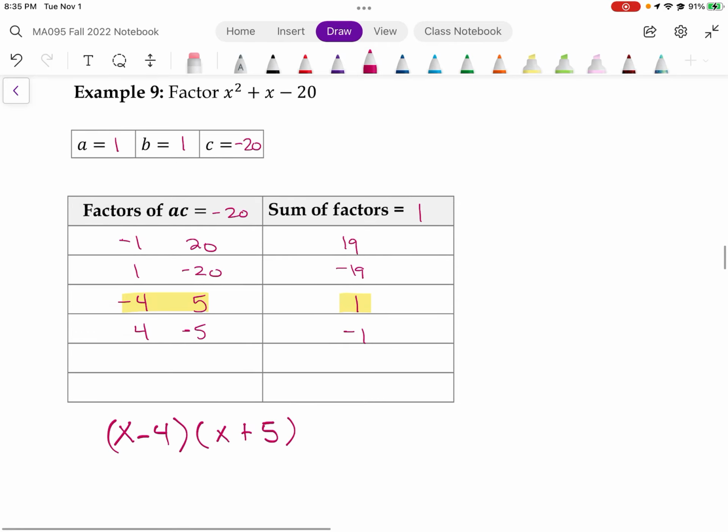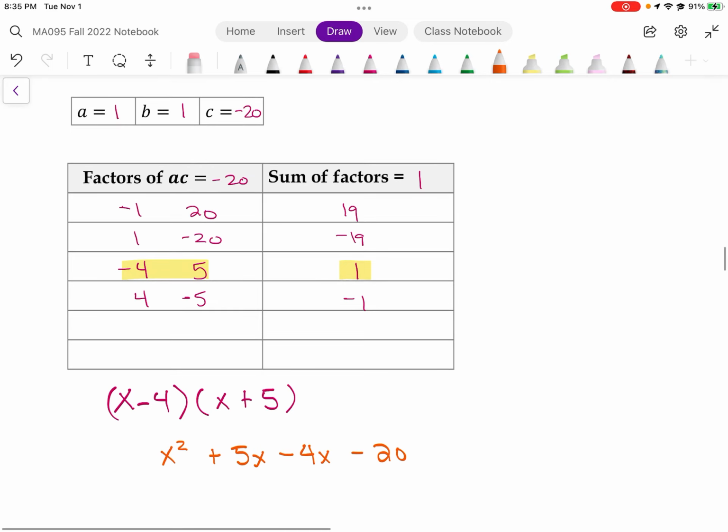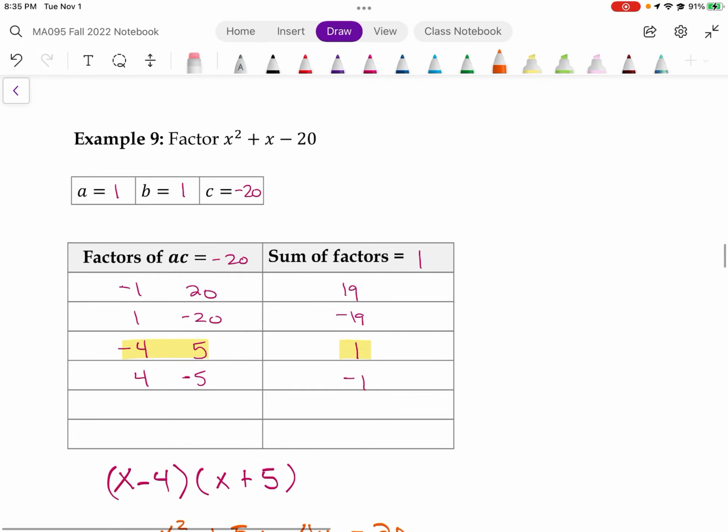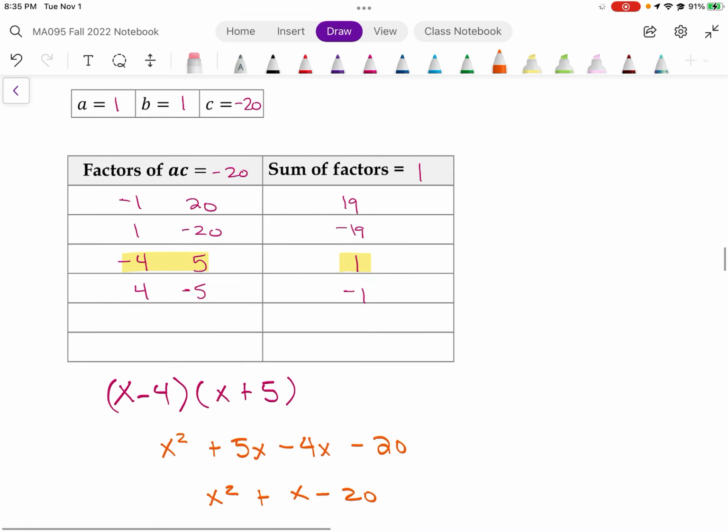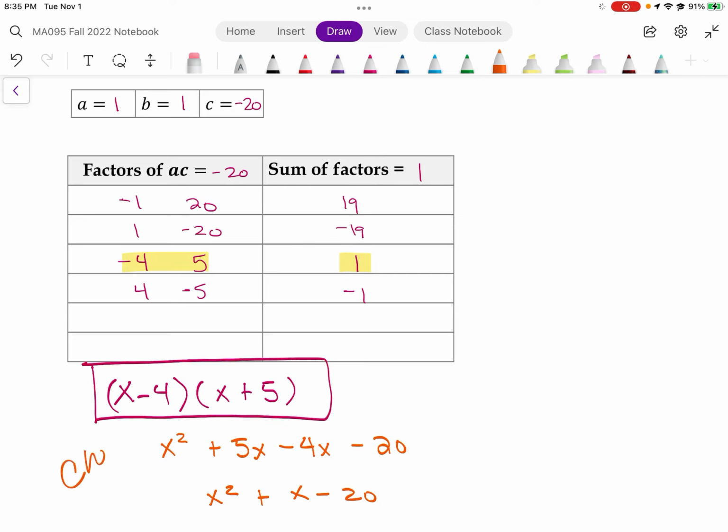So let's double check and make sure it actually works. X squared is the first term. Outside term is plus 5x. Inside term is minus 4x. And the last term is minus 20. That becomes x squared plus x minus 20. Is that the one we were given? X squared plus x minus 20? Yes, it is. So we did it. And our answer is this. And our check was this. And it checked.